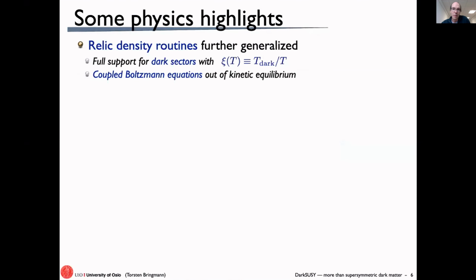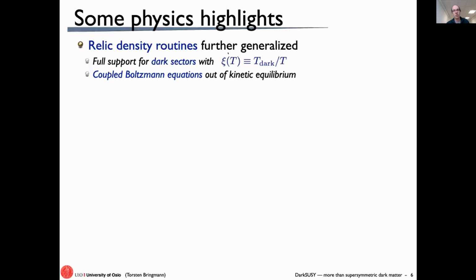So just to mention a few physics highlights of what you can do. As I mentioned, one of the focus points of DarkSUSY is really to provide accurate relic density routines. And some recent updates include, in particular, the support for freeze-out calculations in secluded dark sectors, taking into account an arbitrary evolution of the dark sector temperature with respect to the photon temperature.